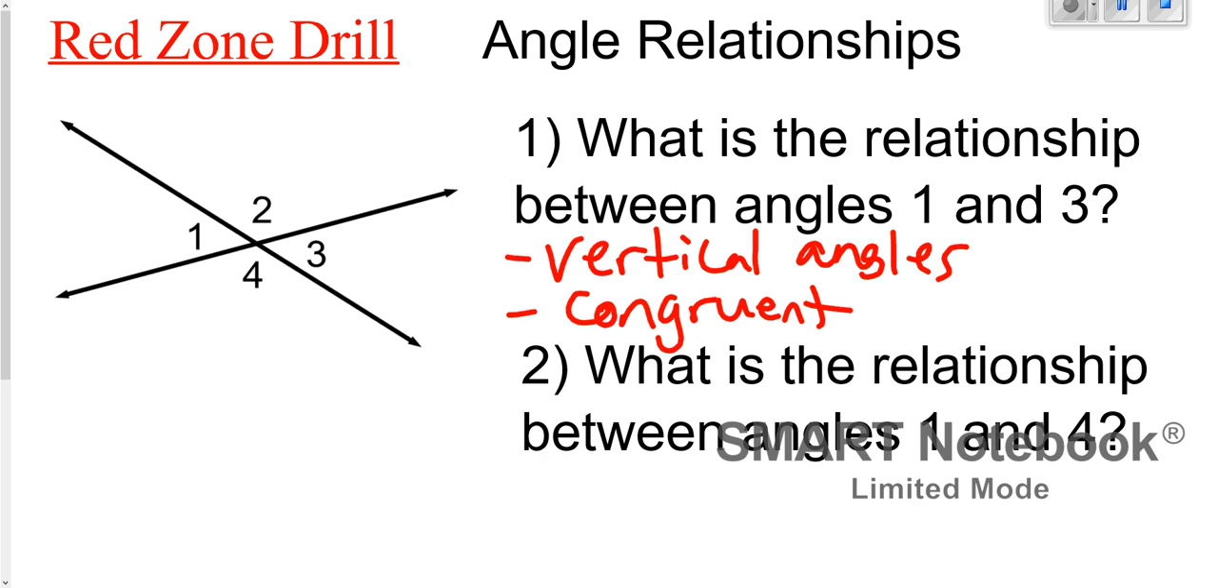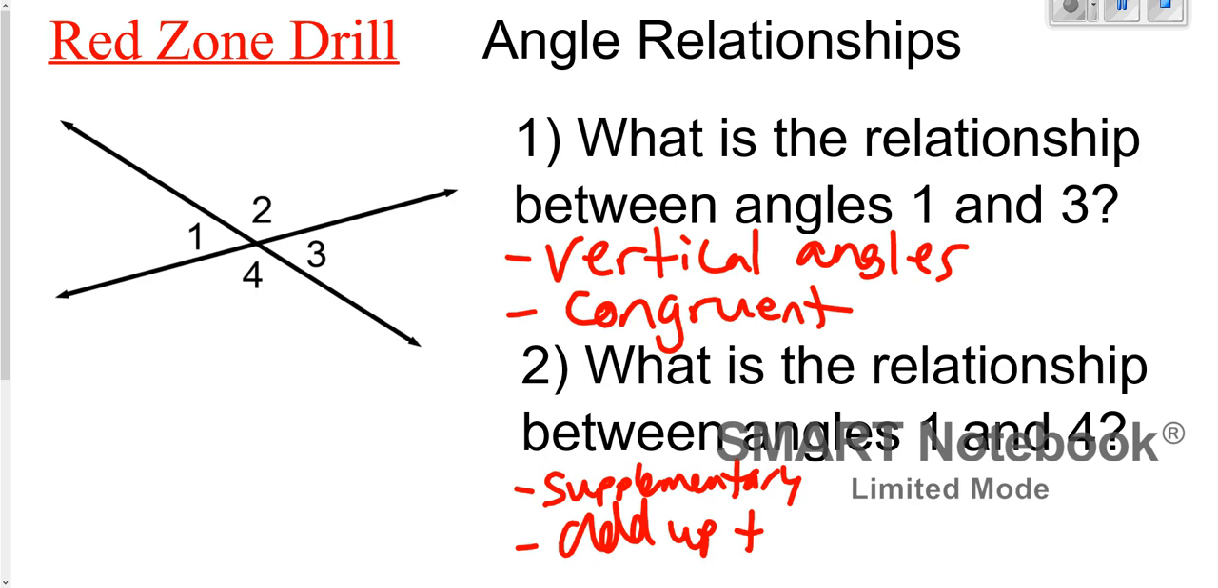What is the relationship between angle 1 and 4? Well, they are supplementary angles, which means they add up to 180 degrees. How do I know that? Because if I draw those little angle marks from here to here, from here to here, look at that, a perfect semicircle and a straight line. So that's how I know that they're supplementary and they add up to 180.